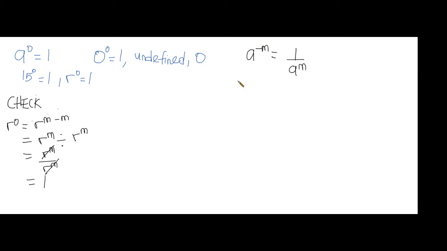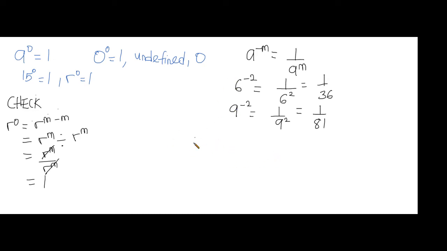We can take examples on this. We have 6 raised to the power minus 2, and this is going to be equal to 1 over 6 raised to the power of 2. And our final answer, if we want to simplify further, will be 1 over 36. Another example, we have 9 raised to the power of minus 2, and this is going to be 1 over 9 squared. And our final answer is going to be 1 over 81.